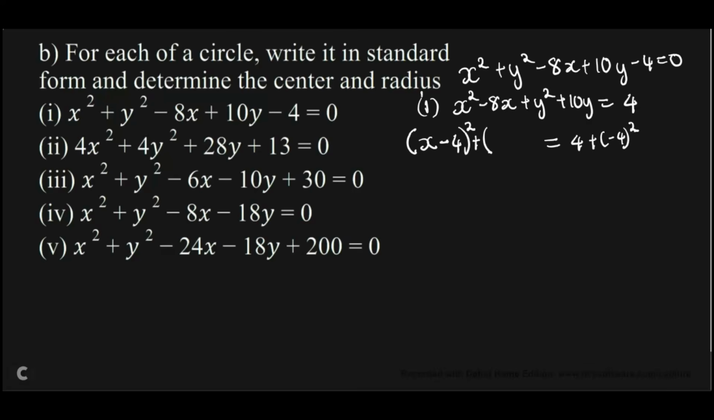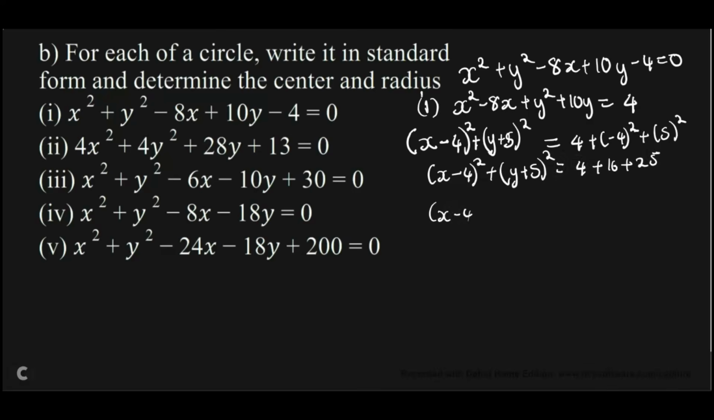You do the same thing. Y there. What's the half of 10? Positive 5. You put square. Then plus, then say 5 there. You square like that. Such that you have x minus 4 squared plus y plus 5 squared. Such that you have 4 here. Then here 16 plus 25. Then you have x minus 4 squared plus y plus 5 squared.